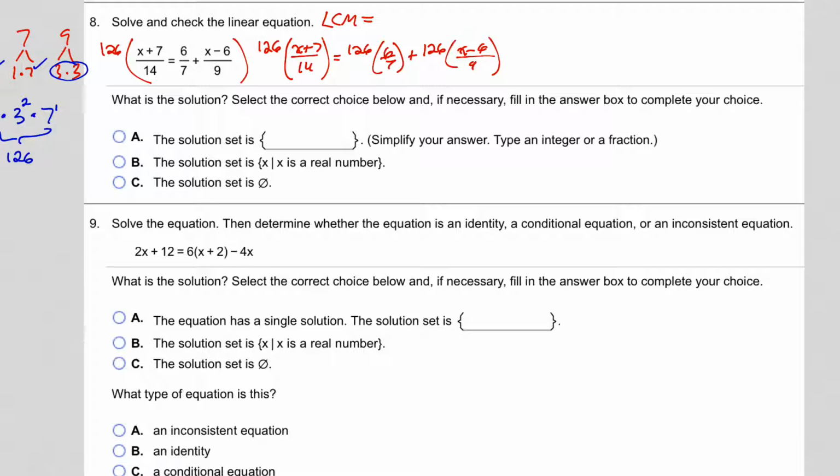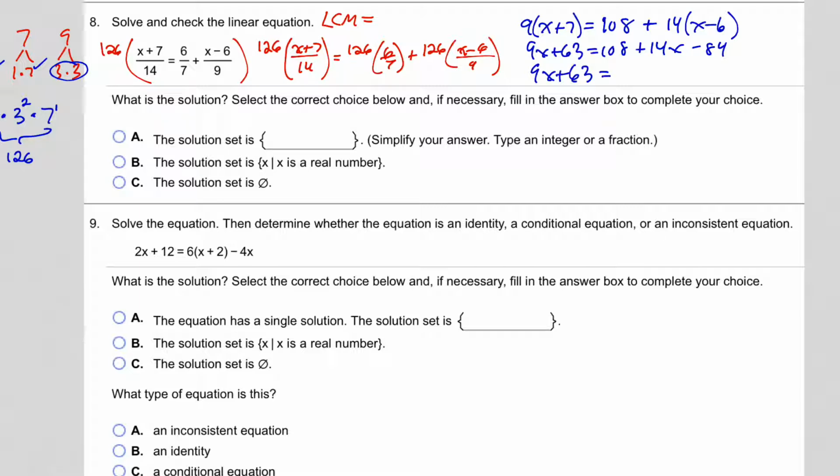So 126 divided by 14, that's 9. So our new left side is a 9. And then 126 divided by 7 is 18. And then 18 times 6 is 108. 126 divided by 9 is, we already know, it's 14. And then we just go ahead and solve this. Times 6, 84. And so 84 minus 108.